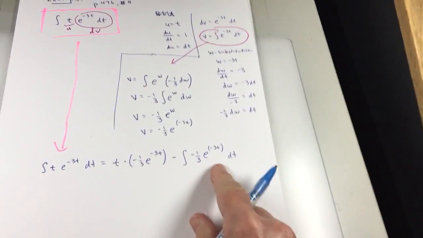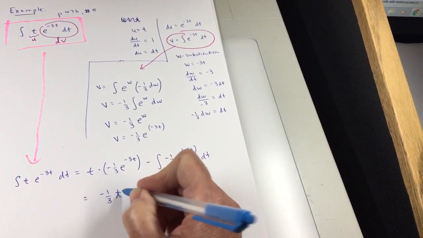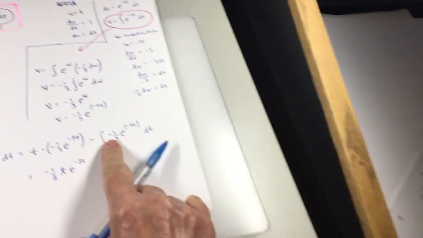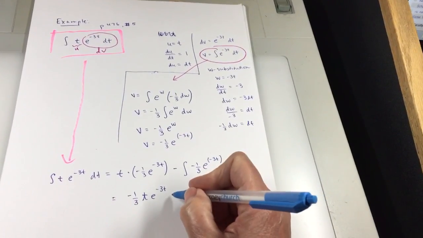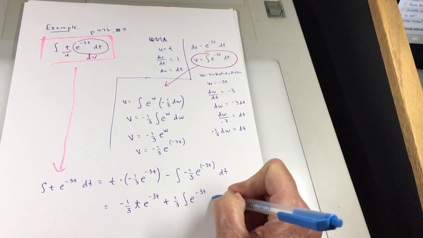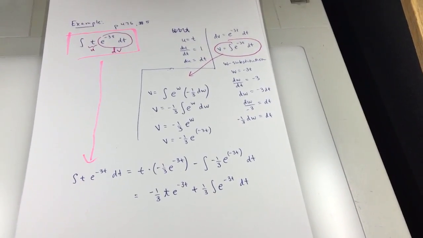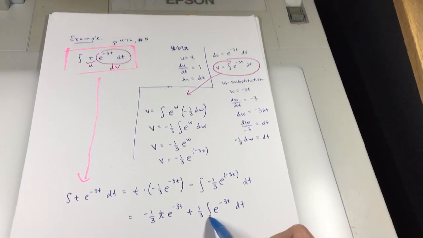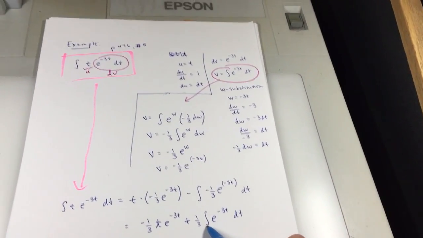I have to figure out this integral. I'm going to clean this little part up. Negative 1/3 t e to the negative 3t. Now, on this, I got minus a negative, so it's going to be a plus. And I'm going to factor out the 1/3, so it'll be plus 1/3 times the integral of e to the negative 3t dt. Now, if you look at this problem, we just did this part when I found v. Sometimes that happens, sometimes it doesn't, but sometimes it'll save you a little bit of time.